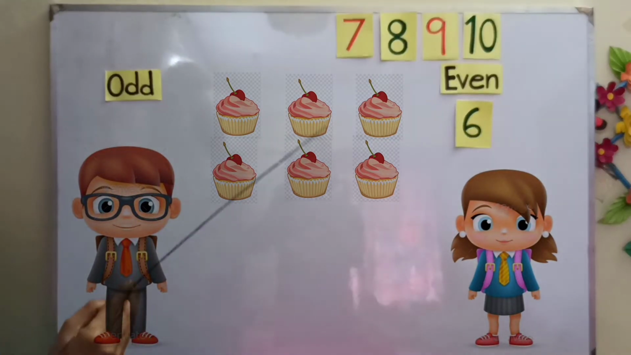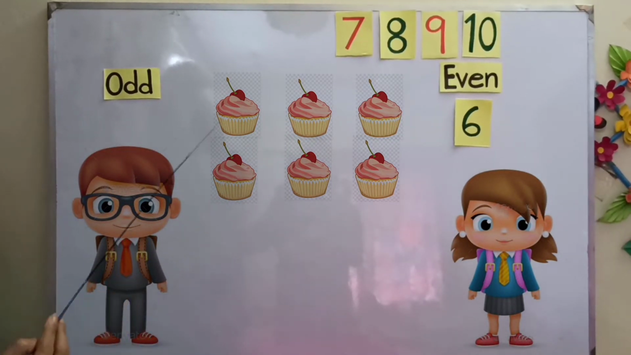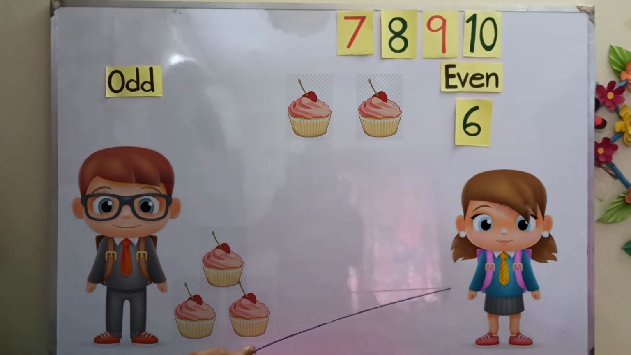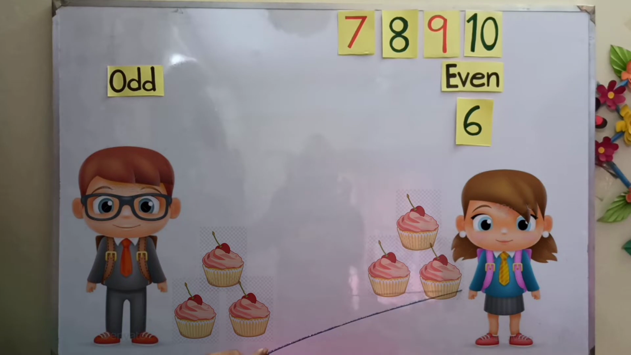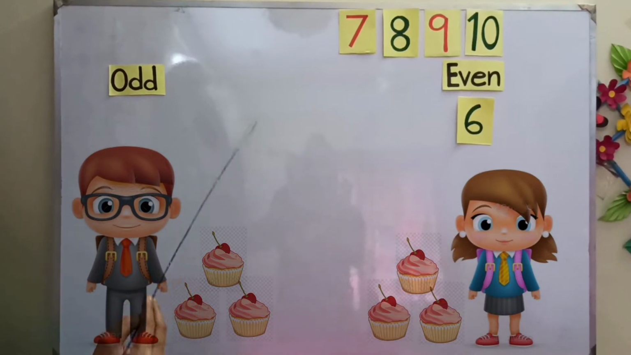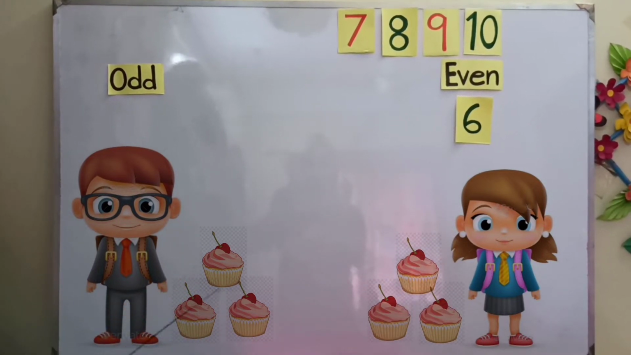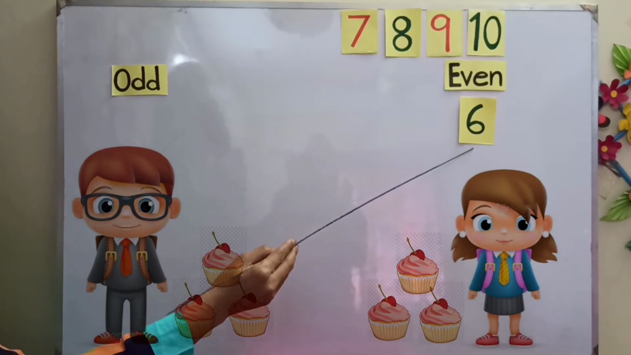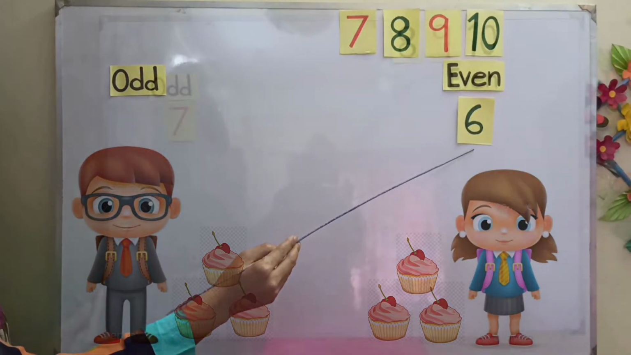Let me show you that. 6 cupcakes. Tony is getting 3 and Molly is getting 3 cupcakes. So, 6 cupcakes. They share equally among them. So, 6 is an even number.